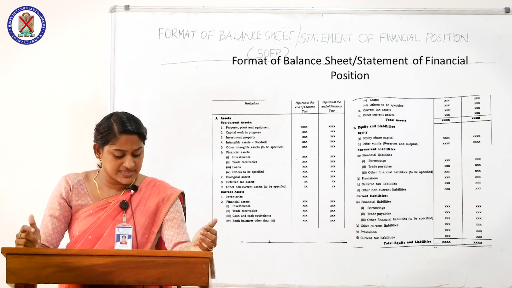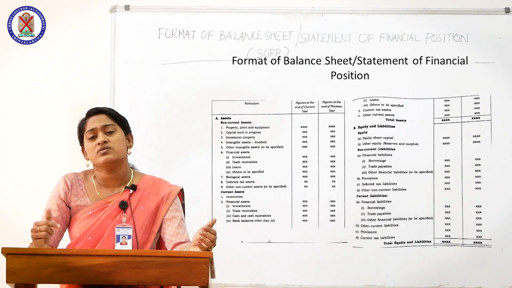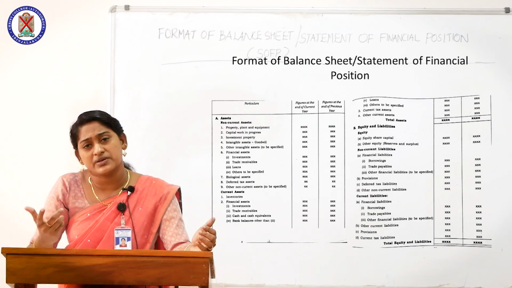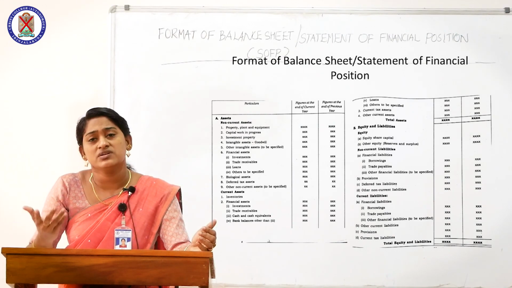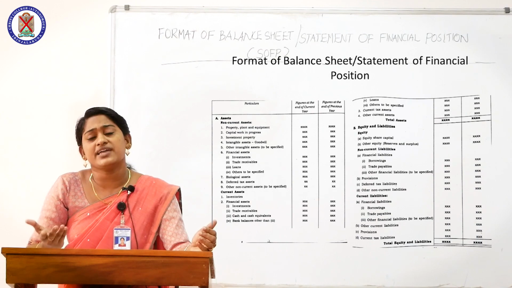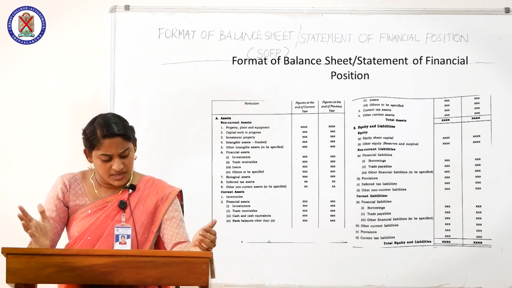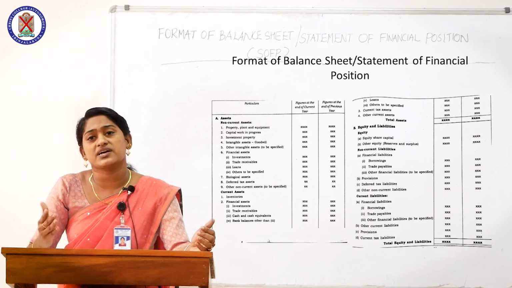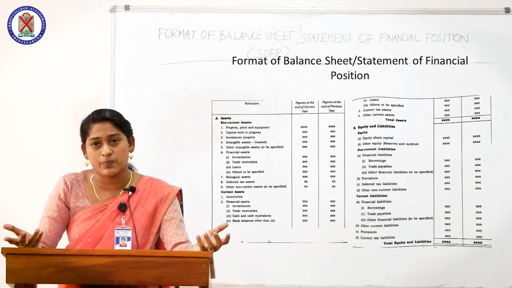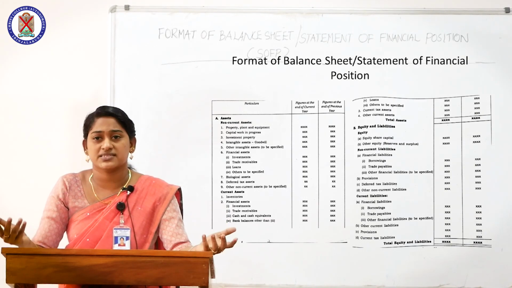Then the next one is deferred tax asset. What do you mean by deferred tax asset? Have you heard about deferred tax asset? Deferred tax asset means when a company pays a higher tax amount than the amount due. Then the next one is other non-current assets like security deposit, bank deposit, etc.